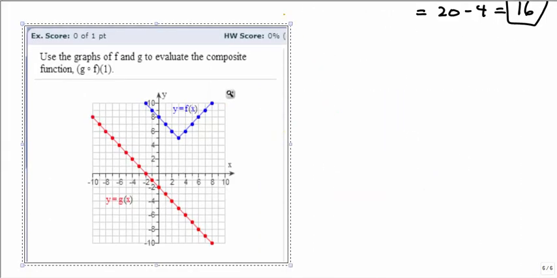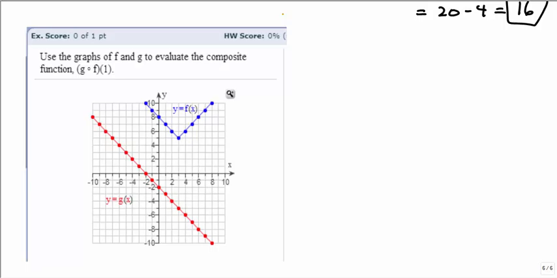For this example, they say, what is g of f of 1? Now we can see here that the blue is my f and the g is my red. You can tell from right here. Well, remember what composite functions mean. This means take a 1 and plug it into the f function. Well, here's my f function. If I plug in a 1, it looks like to me that I get a 7 back out.